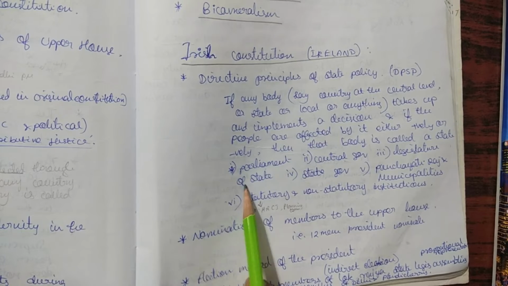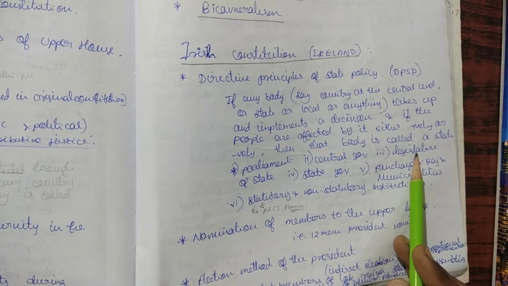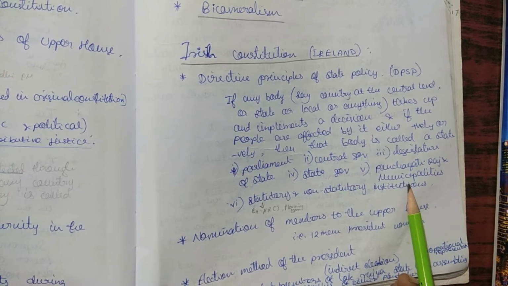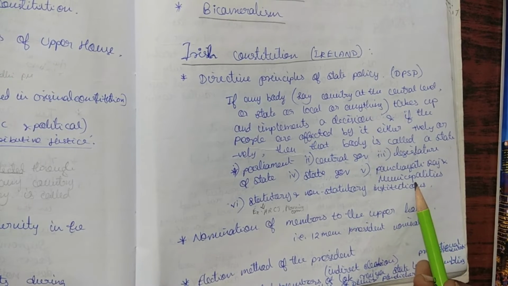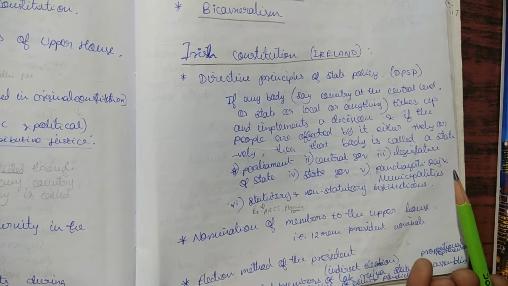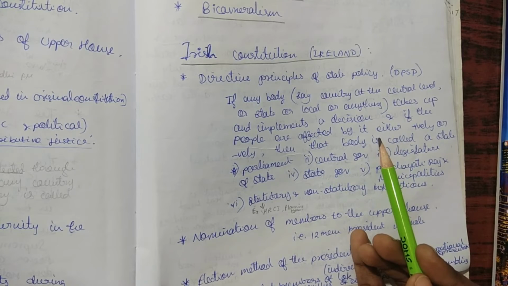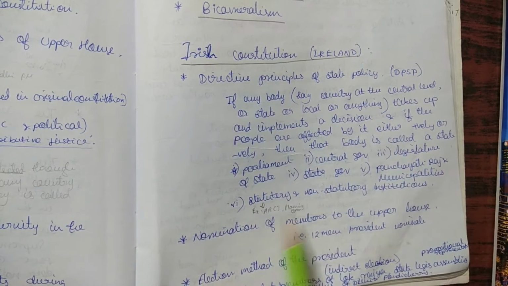So through the decisions and schemes taken by Parliament, the state and the central government, people are affected. Legislature, state government, panchayati raj and municipalities, these we can call local bodies. So local bodies like panchayati raj and municipalities take up a decision and implement it, and people are getting affected in a positive or negative way. That's why it's called a state. And this comes under the concept of DPSP.